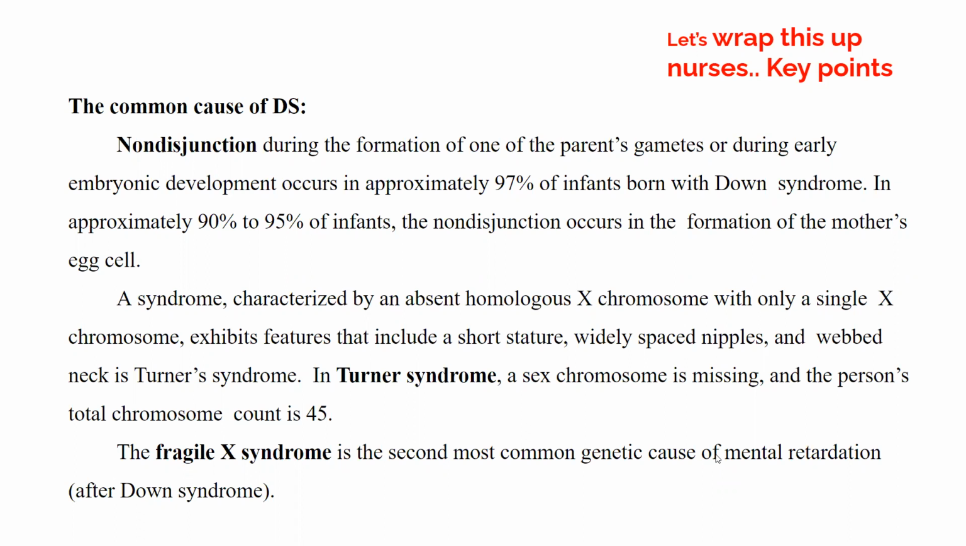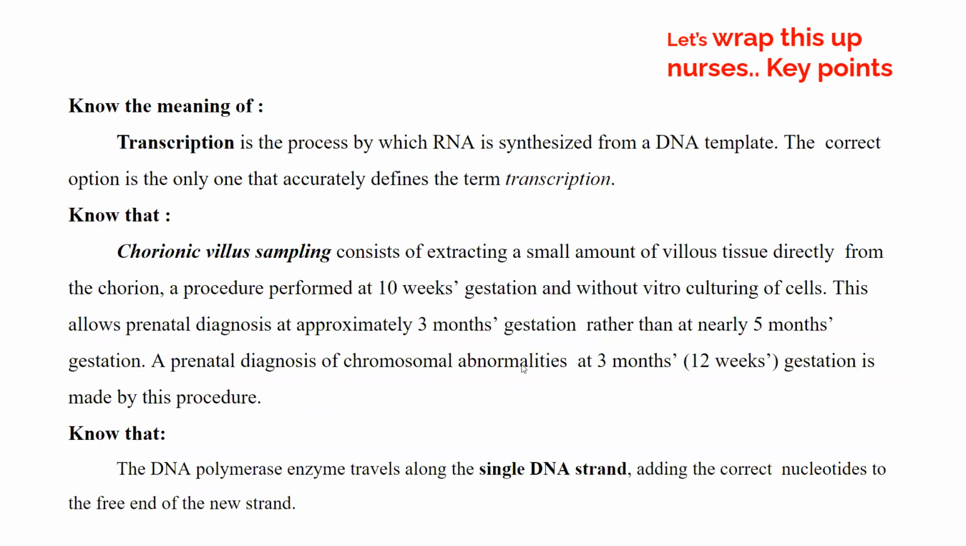So Down syndrome, Turner syndrome, and Fragile X, all these three are considered abnormalities of non-disjunction. Know the meaning of transcription. Sometimes it is listed as a transcription of RNA and DNA. And a lot of times the questions are related to chorionic villus sampling.